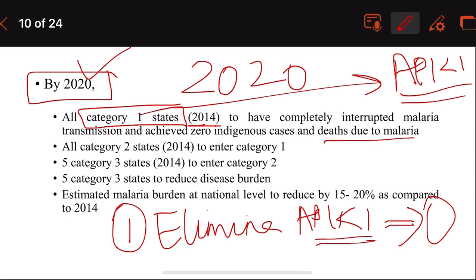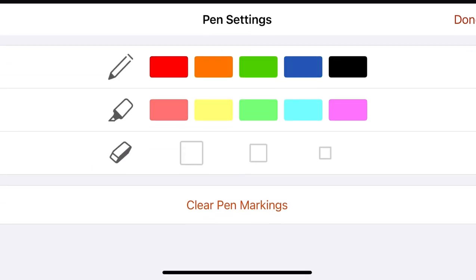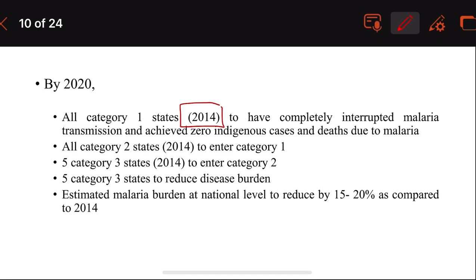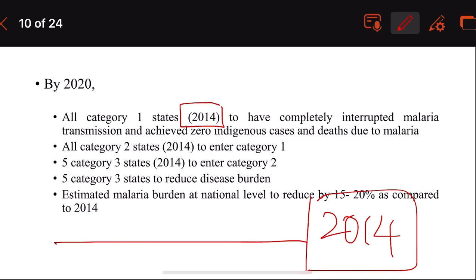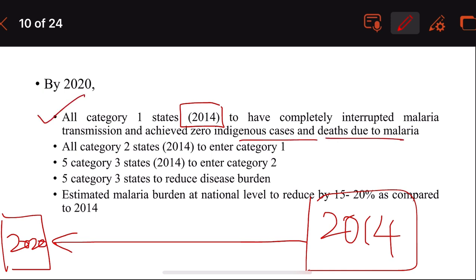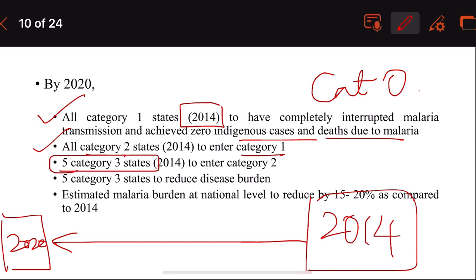Next, all category 2 states should enter category 1. They are considering the year 2014 as the present. By the year 2020, all the category 1 states should have zero indigenous cases, which means they have to enter category 0. Next, the category 2 states should enter category 1. The category 3 states should enter category 2.